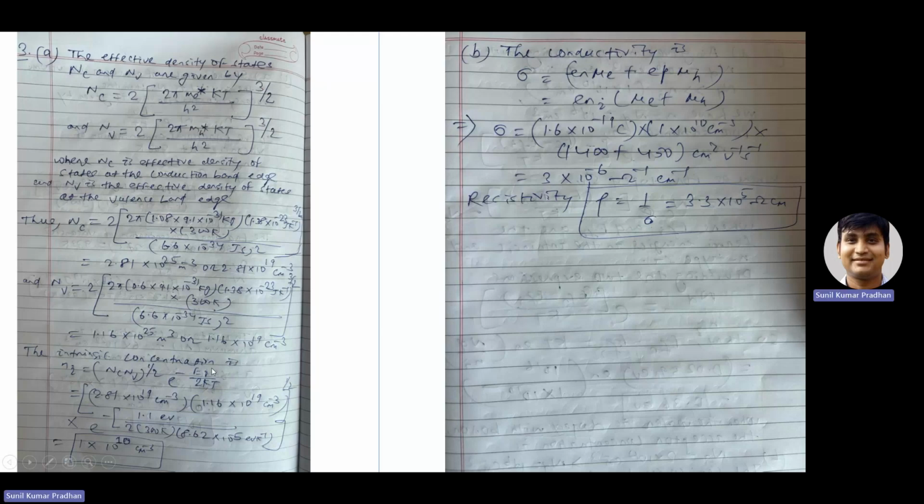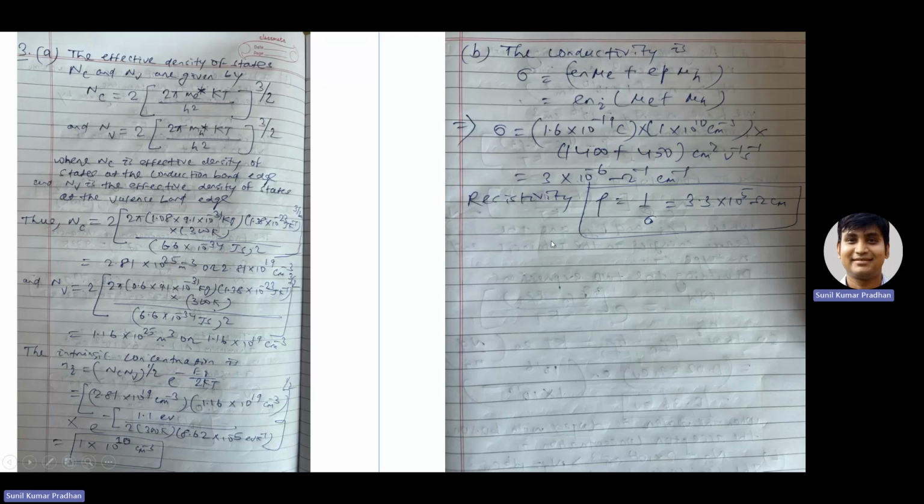After finding them, we have to find the intrinsic concentration. That is nothing but Ni is equal to square root of Nc Nv into e to the power minus Eg by 2kT. What is Eg? Eg is nothing but your band gap. As you know, for the semiconductor silicon, it is 1.1 electron volt, right? So if we put all these values, then we can find the intrinsic concentration as 1 into 10 to the power 10 per centimeter cube.